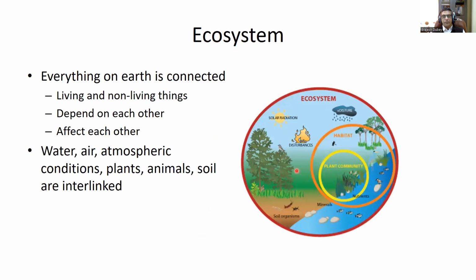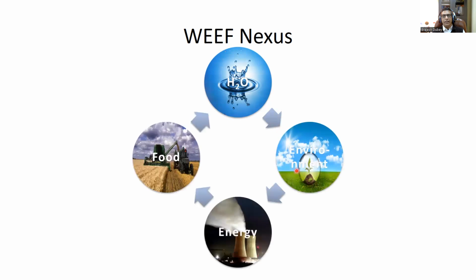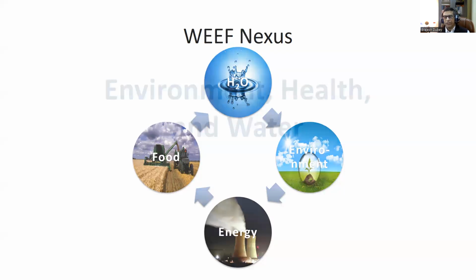Then you have the ecosystem. Then what we see is the water, energy, food nexus. We need water to produce energy. We need energy to produce food. We need energy to even clean water, in the drinking water system. So these are all interrelated to each other.